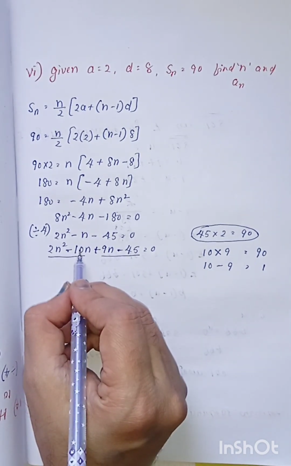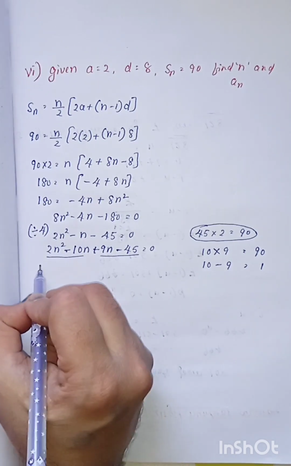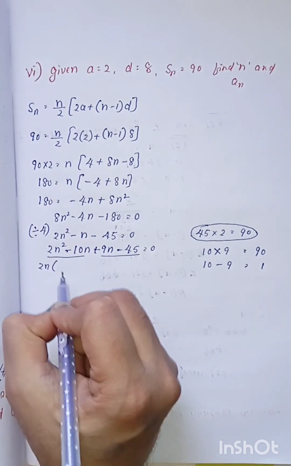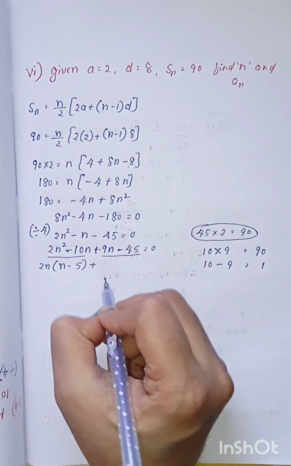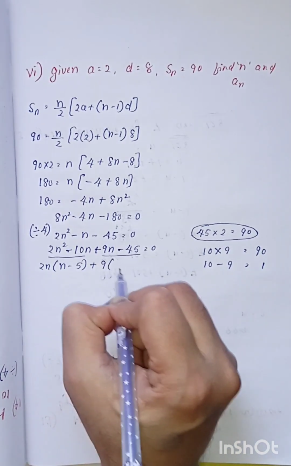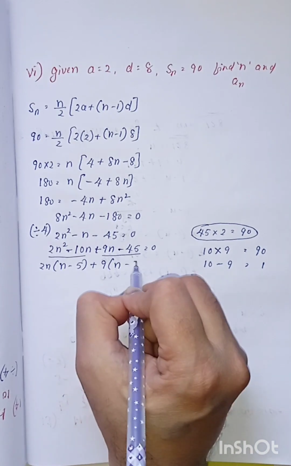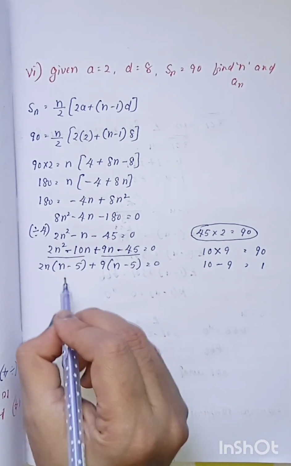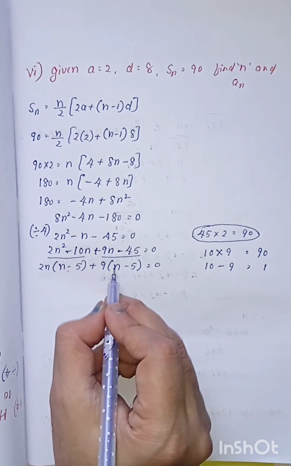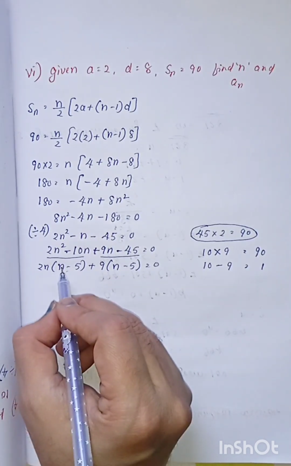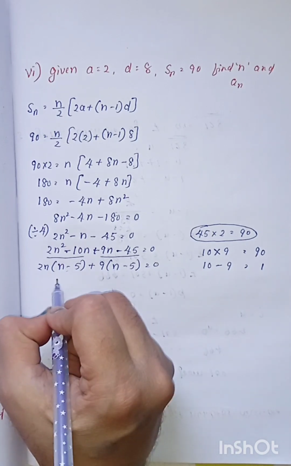Now you have to select the common. So I will take 2n as common. n minus 5, 2 5 is a 10. Here also I will take 9 as common. Now n plus into minus is minus, 9 5 is a 45. If we get n minus 5, the same in both, then we are doing it in the correct way. Then take n minus 5 as common.